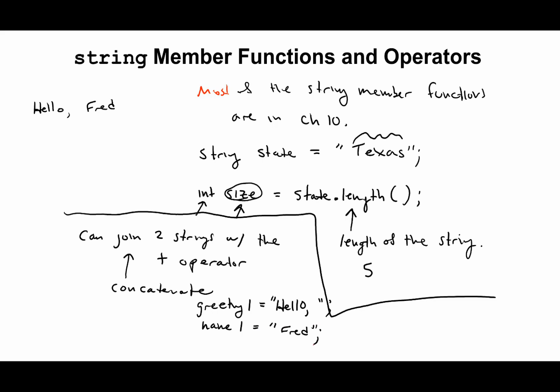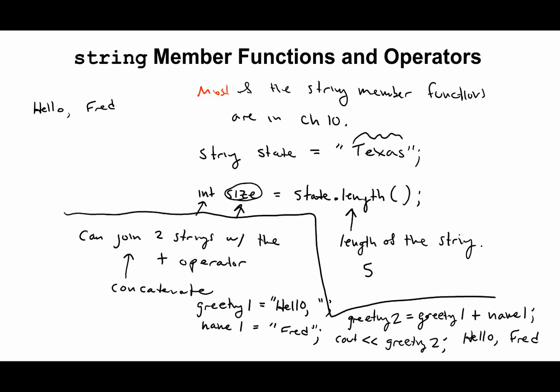And if we want to combine these, we can just say greeting 2 is equal to greeting 1 plus name 1. So basically we've just joined those two strings together. Then if we cout greeting 2, this is going to print out what's in that string, which is hello Fred. This is a good way to customize a program to a user, by combining different strings to create a greeting.